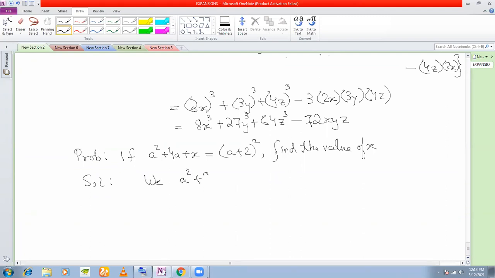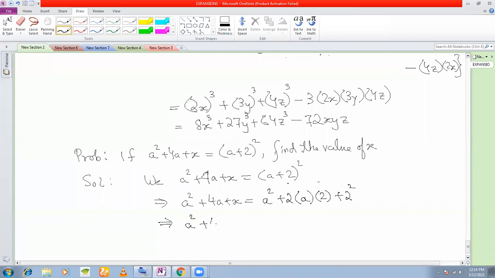We have a square plus 4a plus x is equal to a plus 2 whole square. This is given to you. Now see, you have on the right hand side here, this is your perfect square, right? But here this is not your perfect square, right? So we try to make this part, that is your left hand side, as your perfect square. Okay, so how do we do it? This is your a square term, right? Okay, this is your perfect square. So what you do here is you expand the right hand side. Since you need to find the value of x, you expand this side by a plus b whole square formula. Okay. So you have a square plus twice ab plus b square.